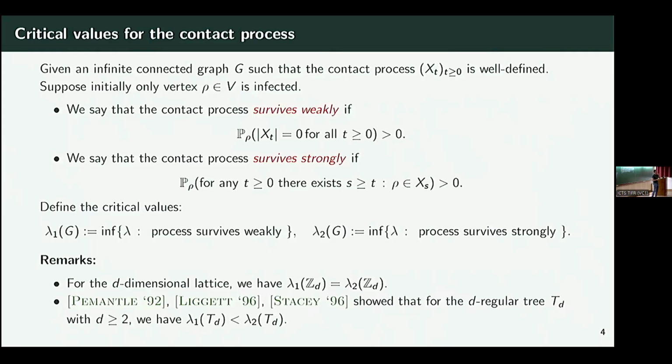You can have a process which survives globally on your graph, but if you just look at the root, you wouldn't notice that. You would die out there. The infection spreads into the infinity of your graph, but doesn't come back. So we'll come back to this in the other case to some extent as well.